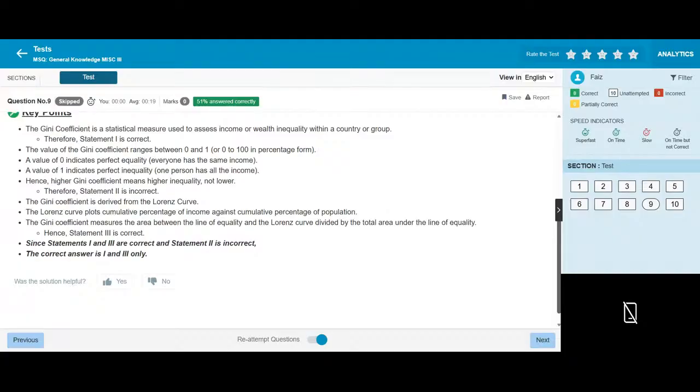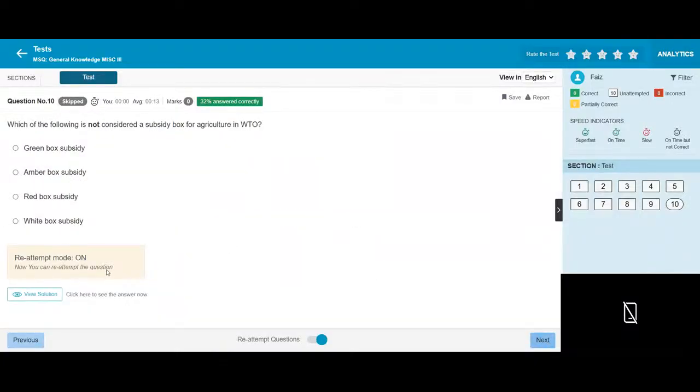The Lorenz curve plots the percent of income against the percent of population, for example 20% of the population against their share of income. The Gini coefficient measures the area between the line of equality and the Lorenz curve divided by the total area under the line of equality.